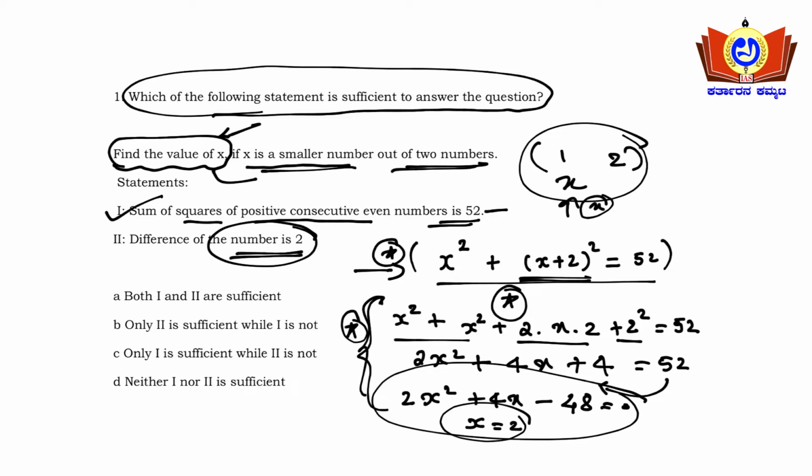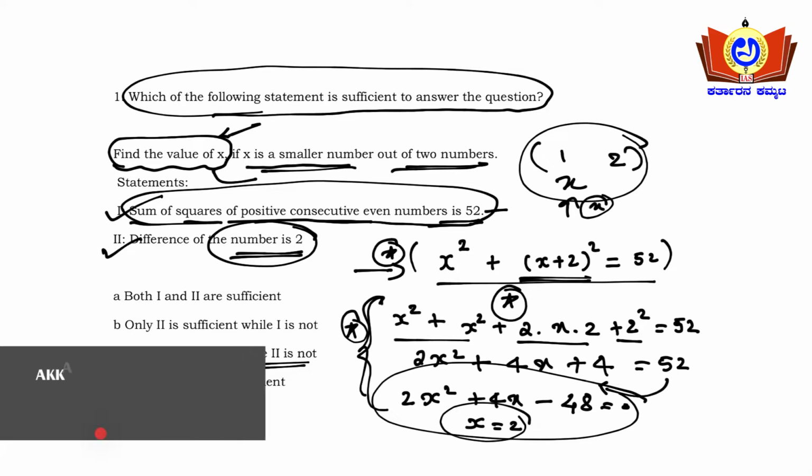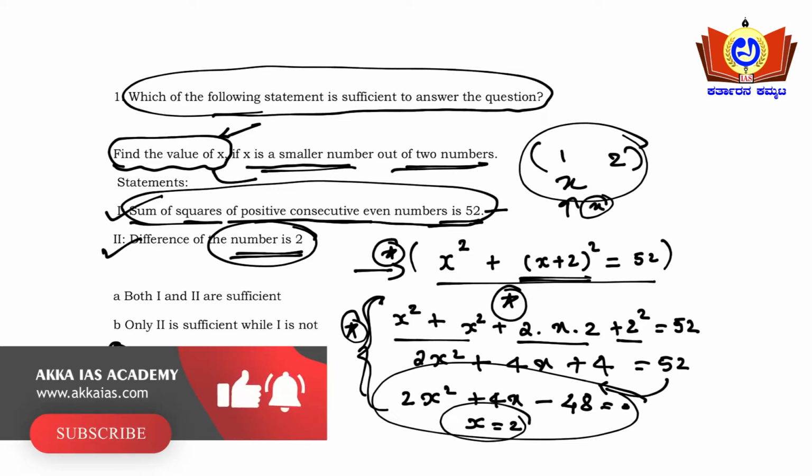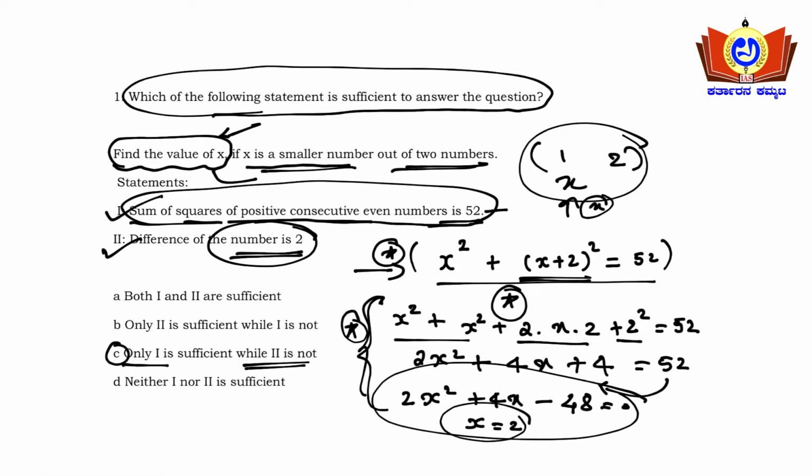Hence we cannot exactly find the value of x here, whereas in statement 1 when we solve, we can find the exact value of x. Hence only the first statement is sufficient while the second statement is not. So option C will be the right answer, my dear friends. So moving on to the next question.